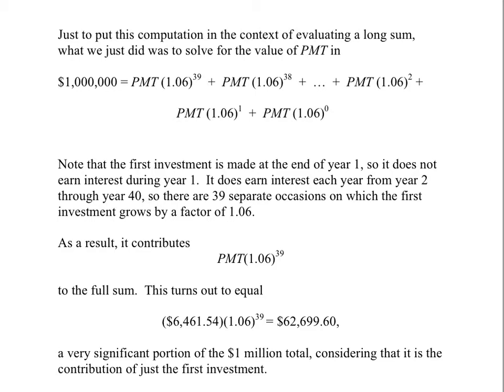It's worth noting that this very first term in the sum, the result of making that very first payment at the end of year 1, makes a large contribution to the total. Once we've computed how much the payment is, we can see that that very first payment grows into quite a substantial amount of money, over $62,000. That's quite a large chunk of the $1 million total. After all, this is just the contribution of a single payment.